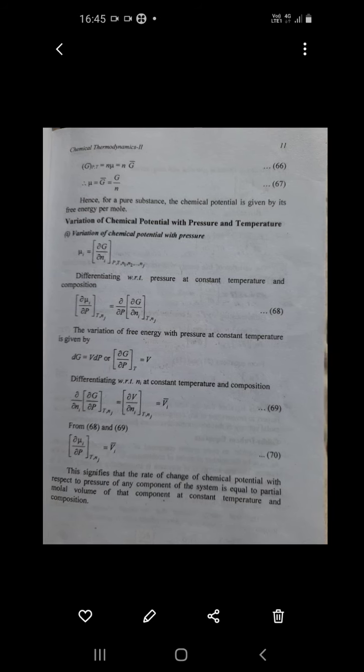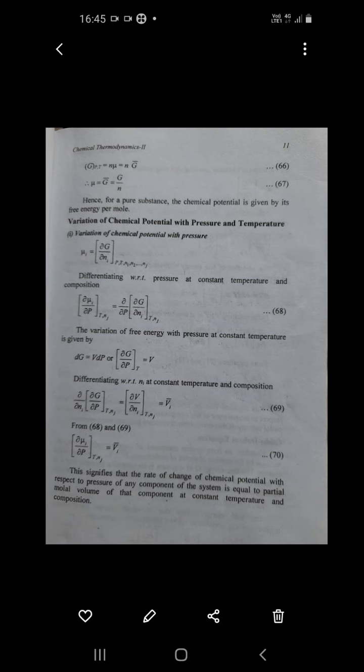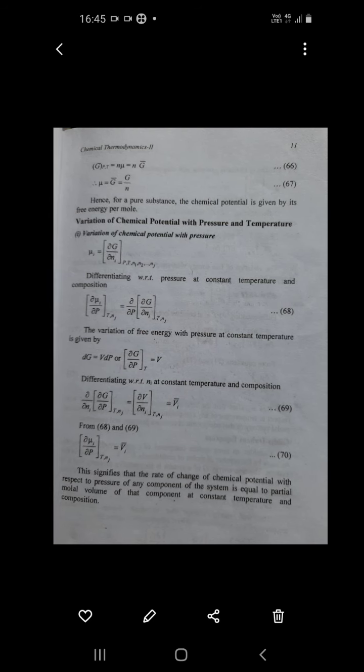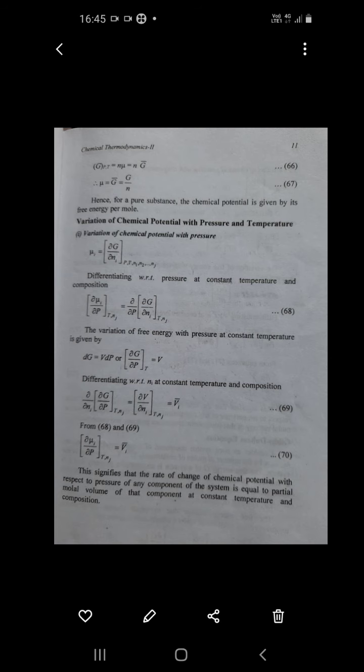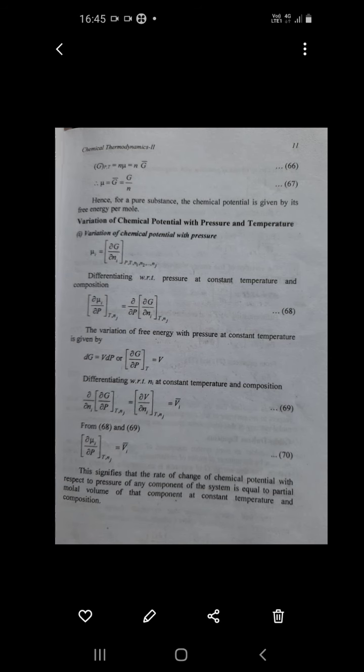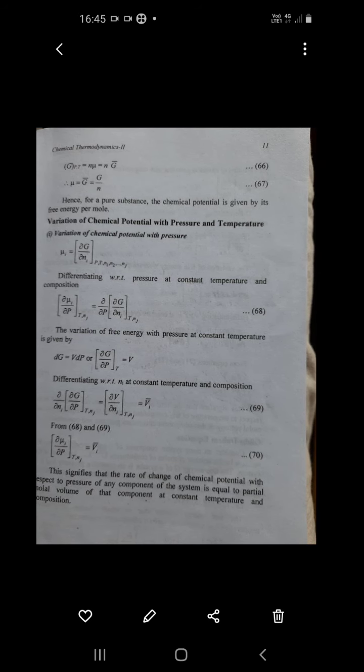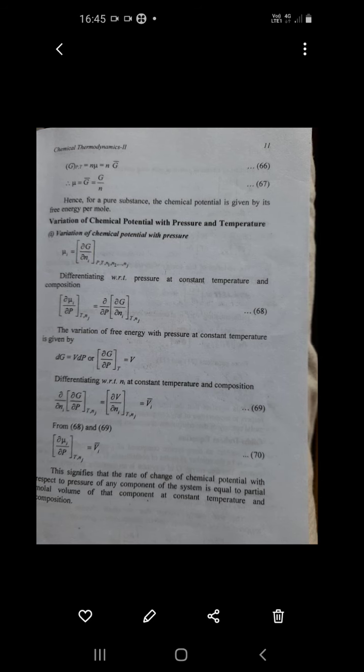Now differentiate this equation with respect to pressure at constant temperature and composition. Then you will get ∂mu i/∂P at constant temperature and nj is equal to ∂/∂P of (∂G/∂Ni) at constant T, nj. That is equation number 68. Now the variation of free energy with pressure at constant temperature is given by dG is equal to V dP, which we also saw in the previous equation. Or ∂G/∂P at constant temperature T is equal to V. That you have to remember.